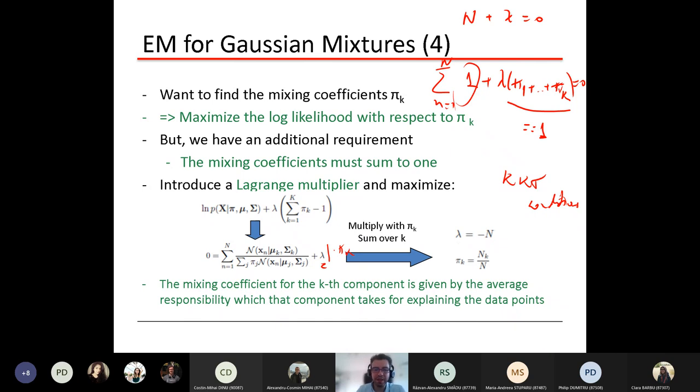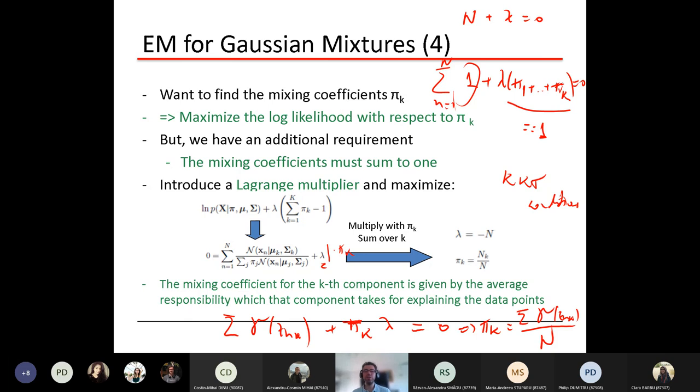So lambda is equal to minus n, and then for pk we get something like this: the sum of lambda, gamma of z and k, plus pk multiplied with lambda is equal to 0. But now we know that lambda is equal to minus n. Therefore, pk is going to be the sum of all the responsibilities, gamma of z and k, divided by n. And the sum of all the responsibilities is actually equal to nk.